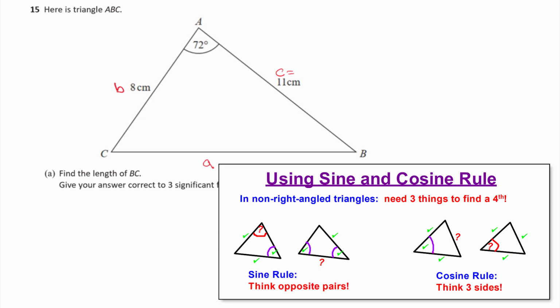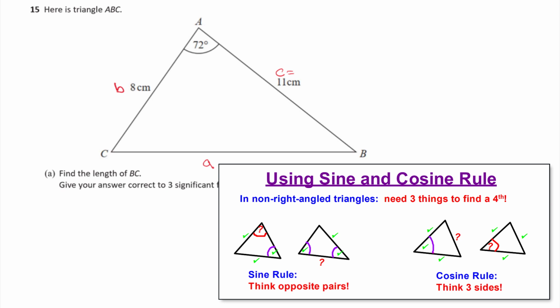Now, I think of the sine rule as about opposite pairs. Opposite pairs mean that you need to have 2 pairs of opposite sides and angles in order to apply the sine rule. So either that you've got a side and an opposite angle, and you've got the side opposite the angle you want to find, or the angle opposite the side you want to find.